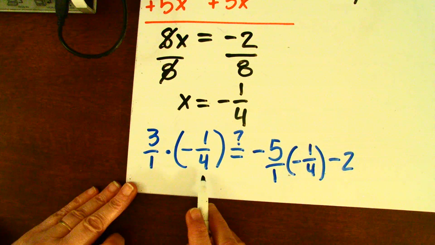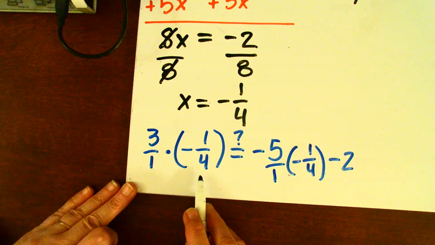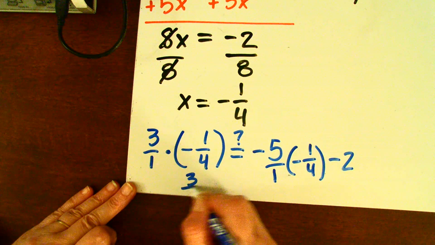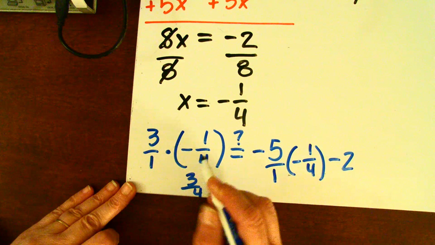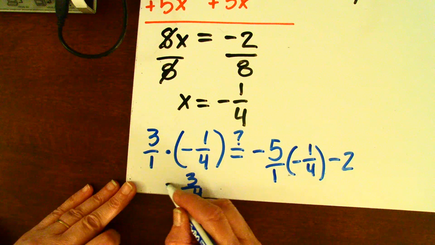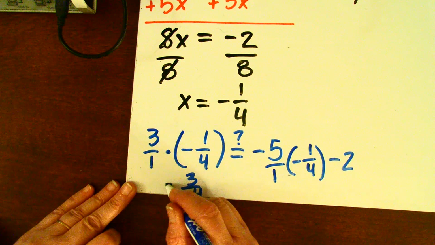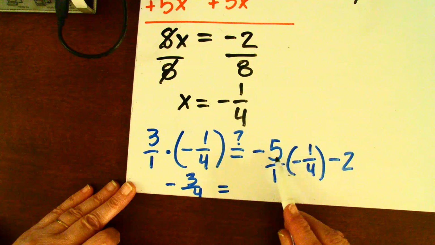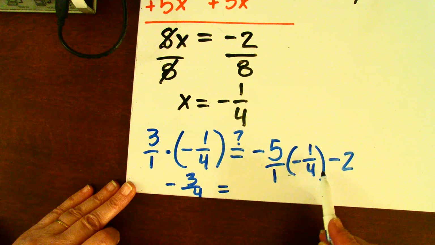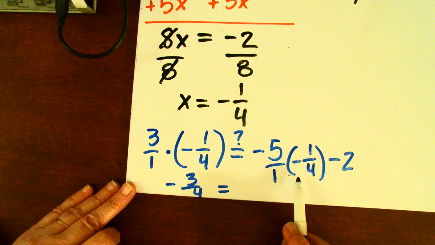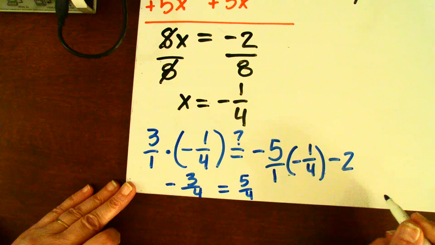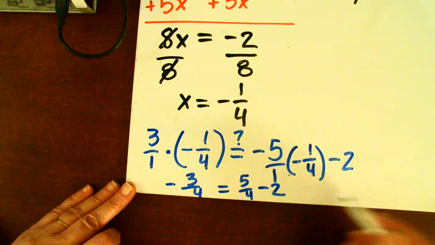When I multiply these together, I cannot cancel. So 3 times 1 is 3, 1 times 4 is 4, and remember this is a negative, so a negative 3/4. Again, I can't cancel over here, but note that I have a negative times a negative. That's going to be a positive 5/4 minus 2.